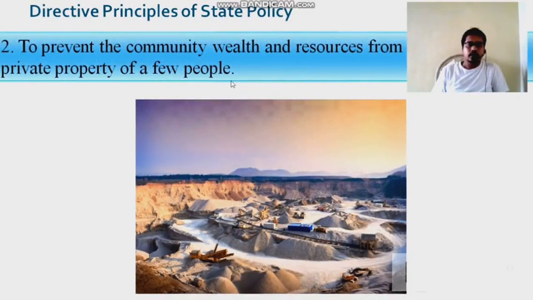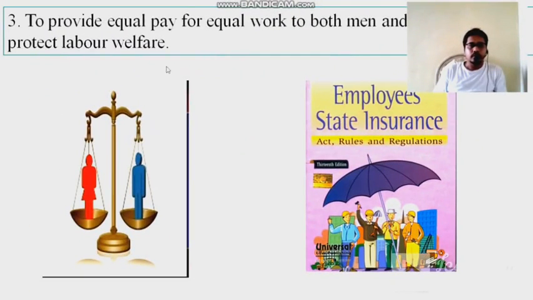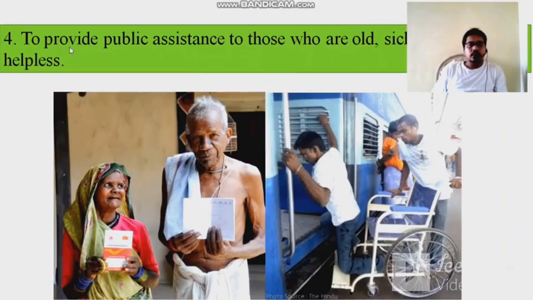To prevent the community's wealth and resources from becoming the private property of a few people. Next, to provide equal pay for equal work to both men and women and to protect labor welfare. They must provide equal pay for equal work. For the work they do, they have to pay an equal salary, and they must not discriminate between men and women while providing labor to them.